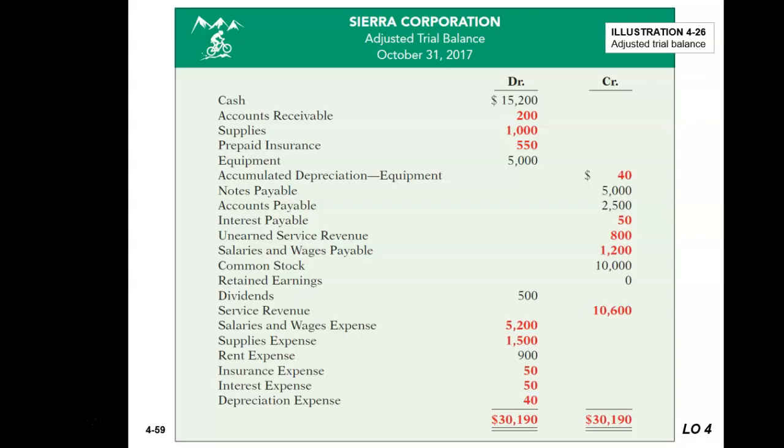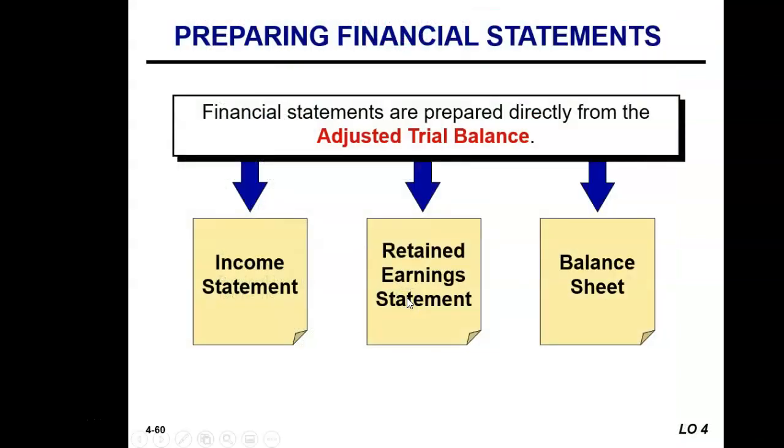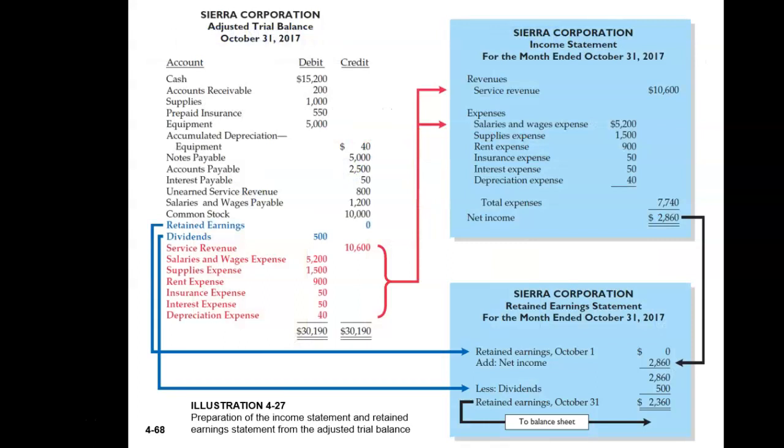Now from the adjusted trial balance, we can prepare our different types of financial statements as well as complete what's called the closing entry process. Okay? So we'll look at the income statement, the retained earnings statement, as well as the balance sheet, and these statements are prepared directly from the adjusted trial balance.